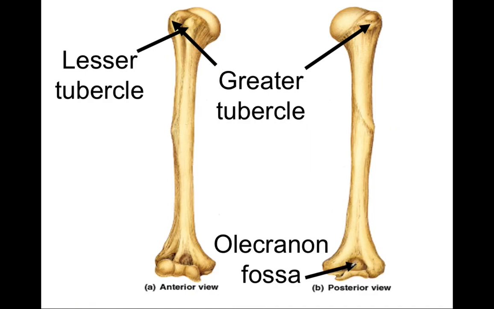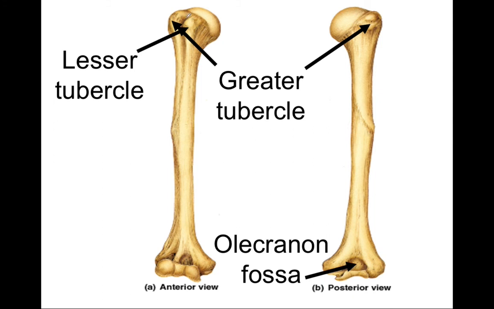Now, once again, on this slide, we can see the olecranon fossa. Comparing the olecranon fossa to the coronoid fossa, the olecranon fossa is much larger, and that is in fact because the olecranon process on the ulna is going to be much bigger, so it needs a greater space that it can sit within.